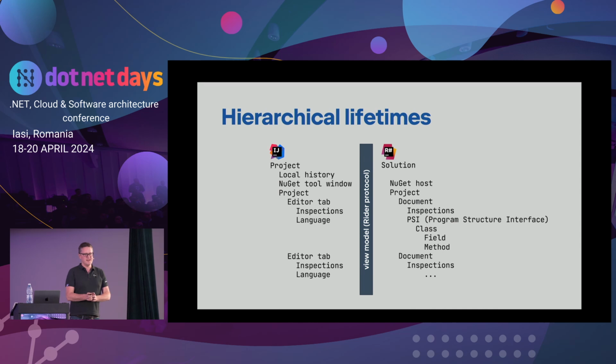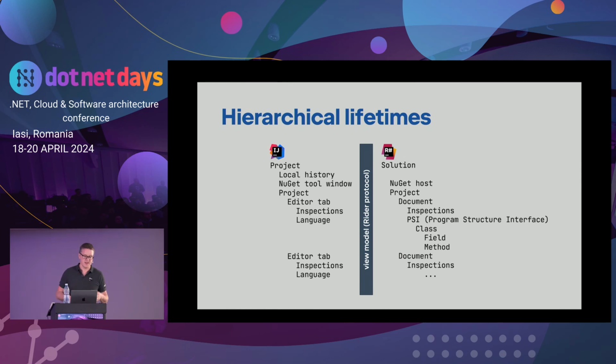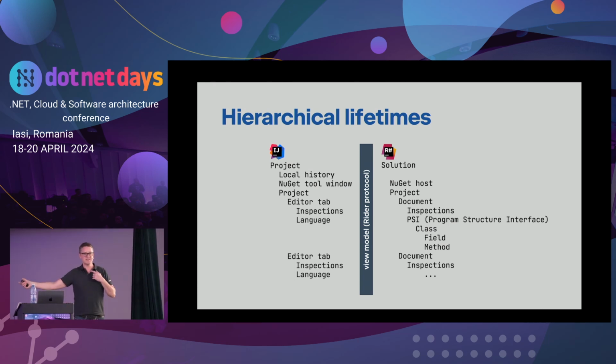Both sides of the IDE, both IntelliJ and ReSharper, have a project model. In IntelliJ, that is a project. In .NET and in ReSharper and so on, that's called a solution. But essentially, it is the definition of the workspace that we are in and the thing that we are working in. Inside of that hierarchy, underneath that project, inside of that workspace, IntelliJ keeps track of local history. There's a NuGet tool window that is being shown, while on the ReSharper side, there's a NuGet host listening to whatever has to be provided and so on. There's projects on both sides. There's editor tabs in the UI. There's documents in the background in ReSharper.